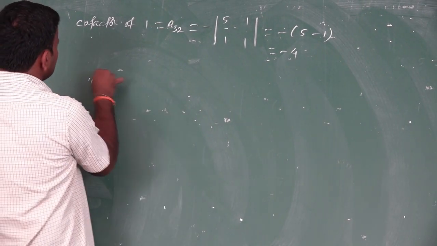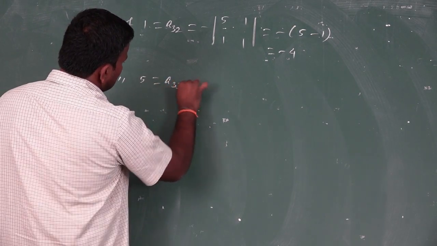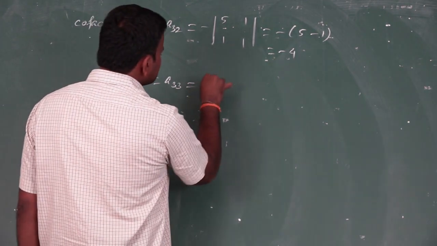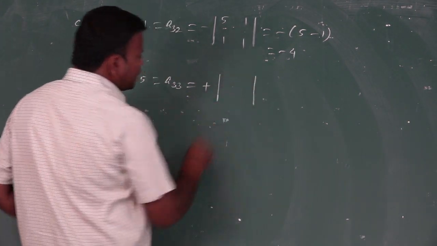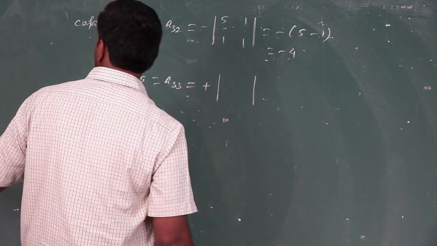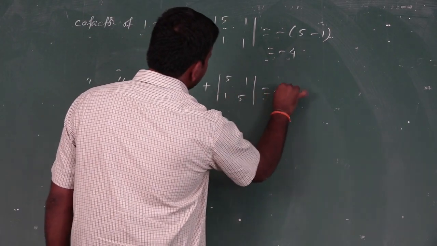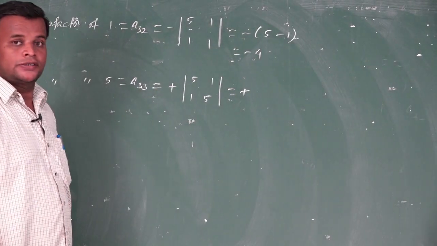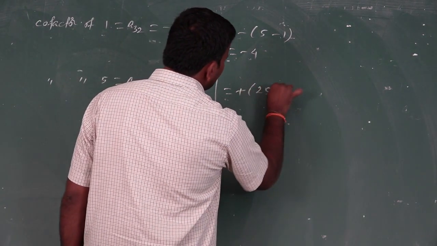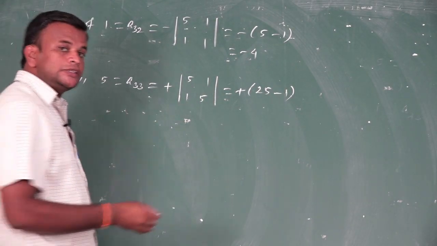And the last one. Cofactor of the element 5, whose place value is A33. The symbol of this place value is plus. We leave the third row and third column. The remaining elements are 5, 1, 1, 5. Outside symbol is plus. We multiply these two first of all: 5 5s are 25, 1 one is 1 with a minus. This 25 minus 1 is 24.